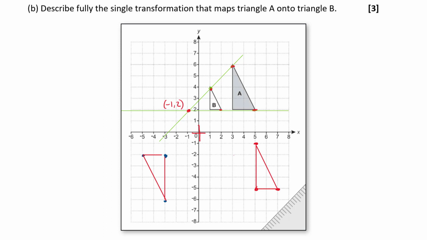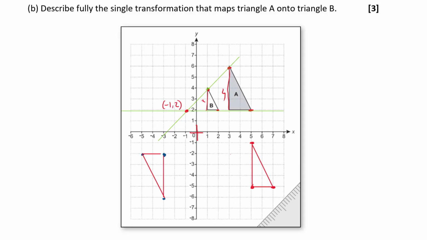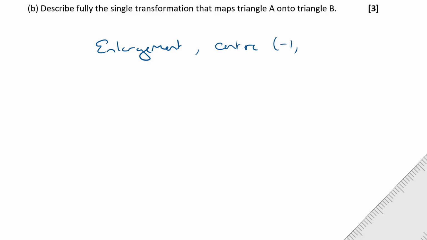Now notice that this line here is 4 units and its matching side is 2, which is half as big. So that's telling me that the scale factor is a half. Okay, so they're the 3 things that I need to mention when I describe this transformation. It's an enlargement, 1 mark. Center, -1, 2. Scale factor, 1/2. Okay, they're my 3 bits of information for my 3 marks.